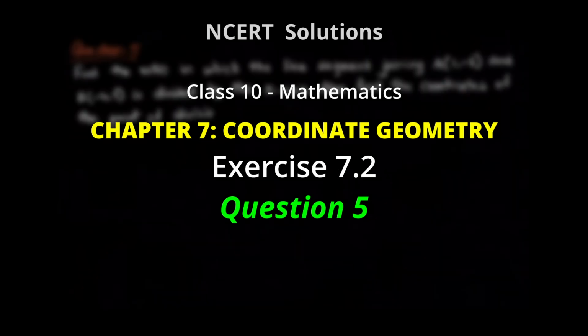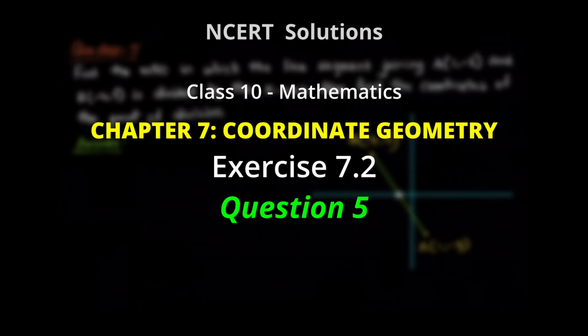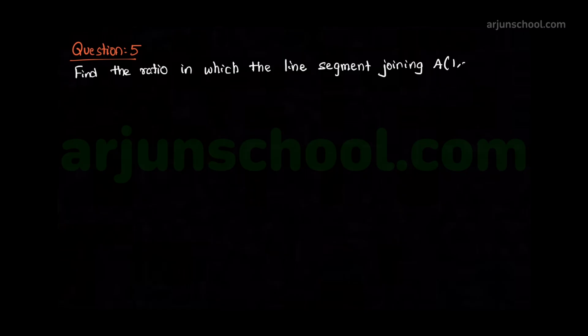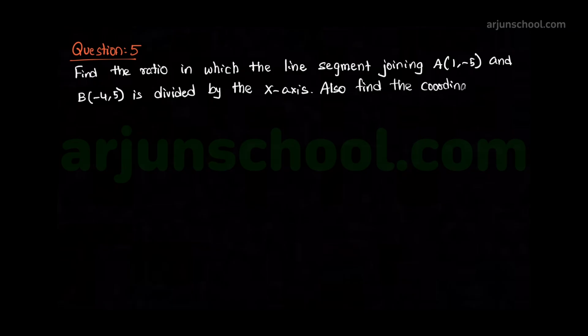NCERT Solutions, Class 10, Maths, Chapter 7, Exercise 7.2, Question 5. Find the ratio in which the line segment joining A(1, -5) and B(-4, 5) is divided by the x-axis. Also find the coordinates of the point of division.